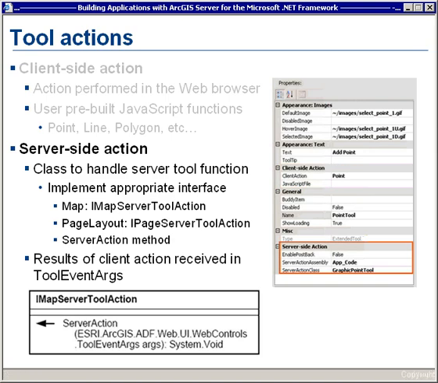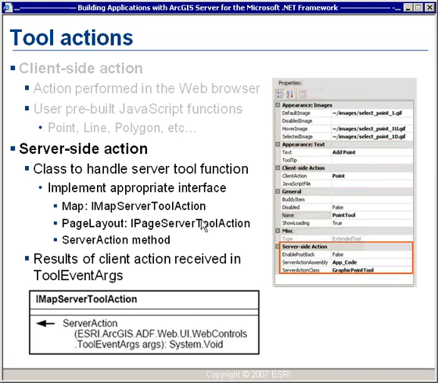Then you specify a server action. Now this is a class that sits on the server that will listen for events that come from the tool, and the tool will pass it the results of the client action. That class needs to implement an appropriate interface for the control that it's working with. In this case, we're interacting with the map, so we implement IMapServerToolAction. If we work with a page layout, we'd implement IPageServerToolAction.